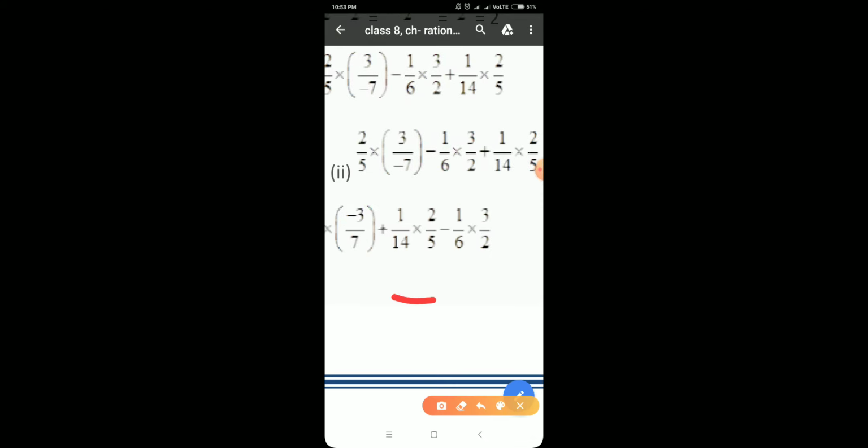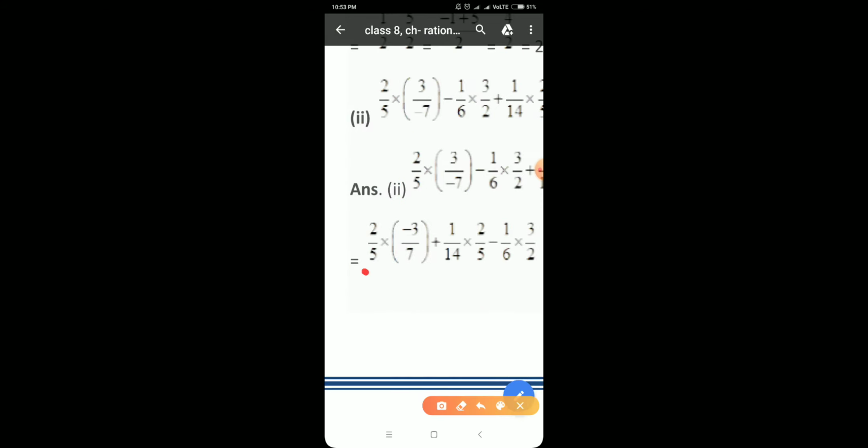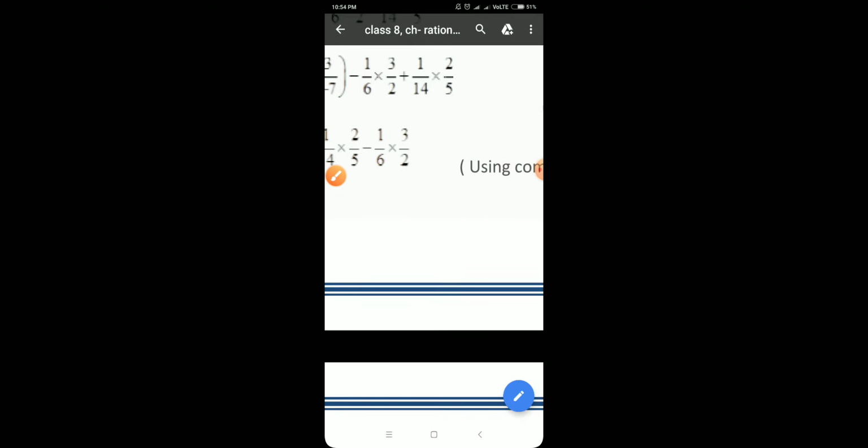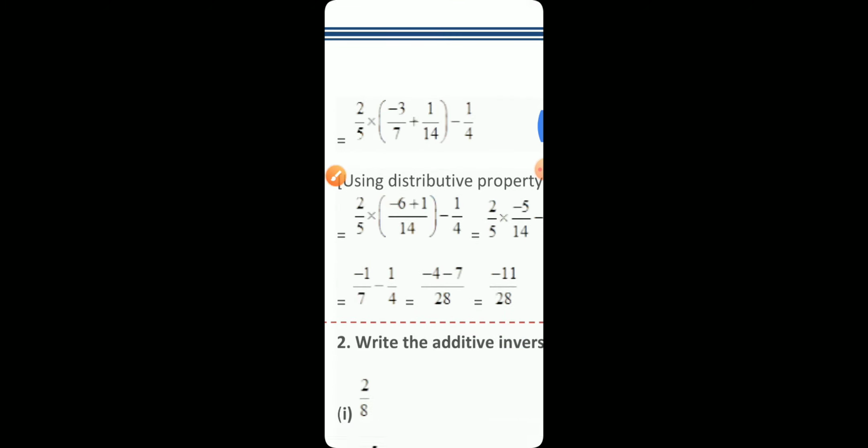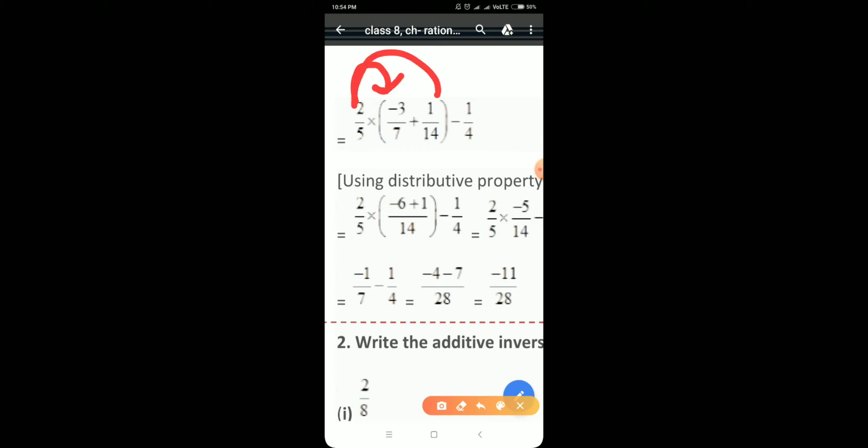You will get 2/5 into 3/7, and this 2/5 term you bring forward, and what remains in the middle is the term -1/6 into 3/2. So taking 2/5 again as common, you will write it here using the commutative property. Next you will take 2/5 as common and the remaining portion is inside. So using the distributive property, this 2/5 is distributed over this and this. After solving, you will get your answer minus 11 by 28.